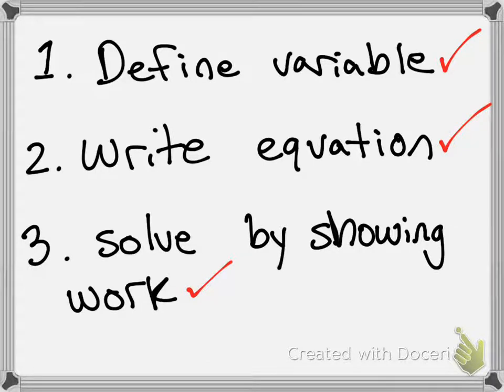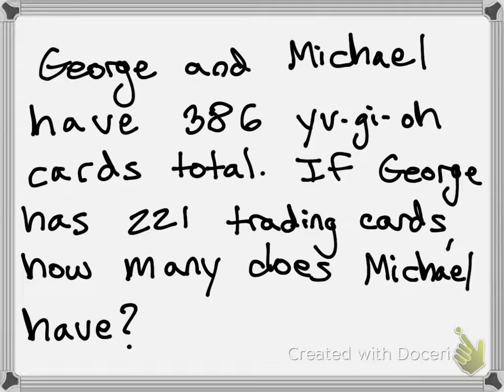Because in future stuff, you're not going to be able to. Do you happen to know what 625 divided by 25 is? Yes. 17. So it is not 17. So try it with this problem. George and Michael have 386 Yu-Gi-Oh cards total. If George has 221 trading cards, how many does Michael have?